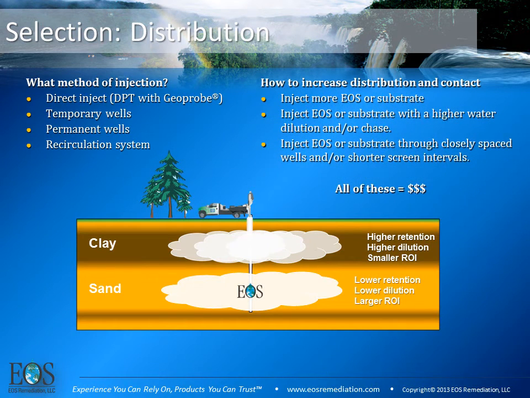The biggest thing about EOS, and I think a lot of the questions that are out there, is how can you increase your distribution of a substrate? How can you get that proper contact? Because again, this is a contact sport.